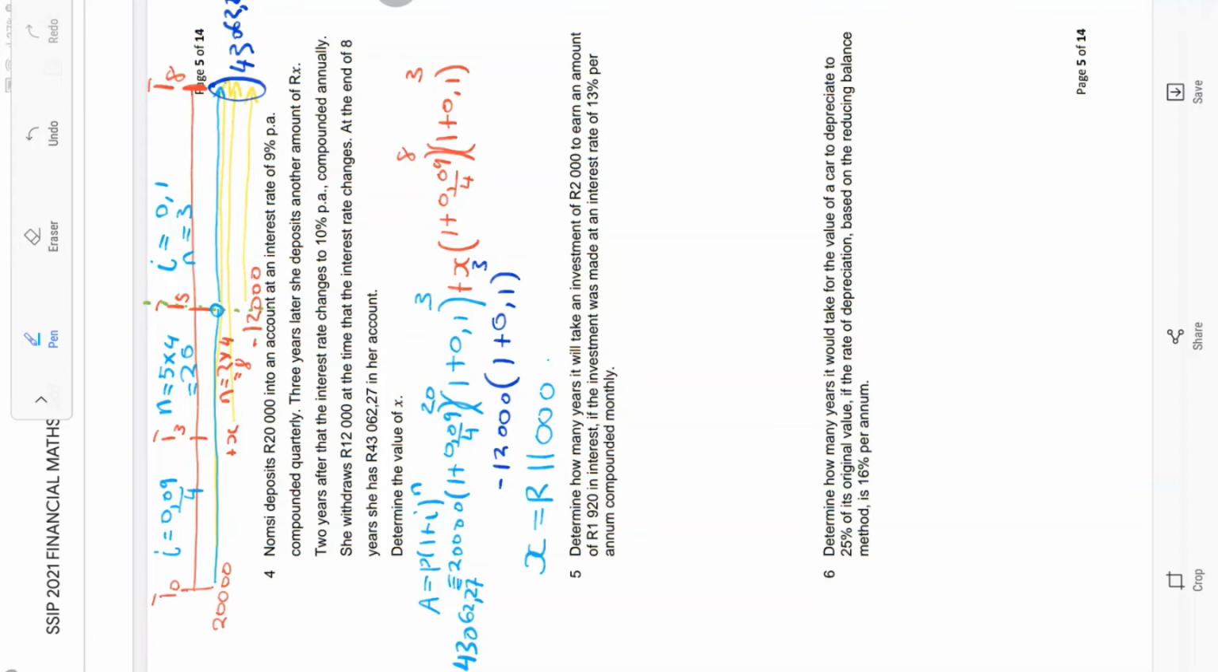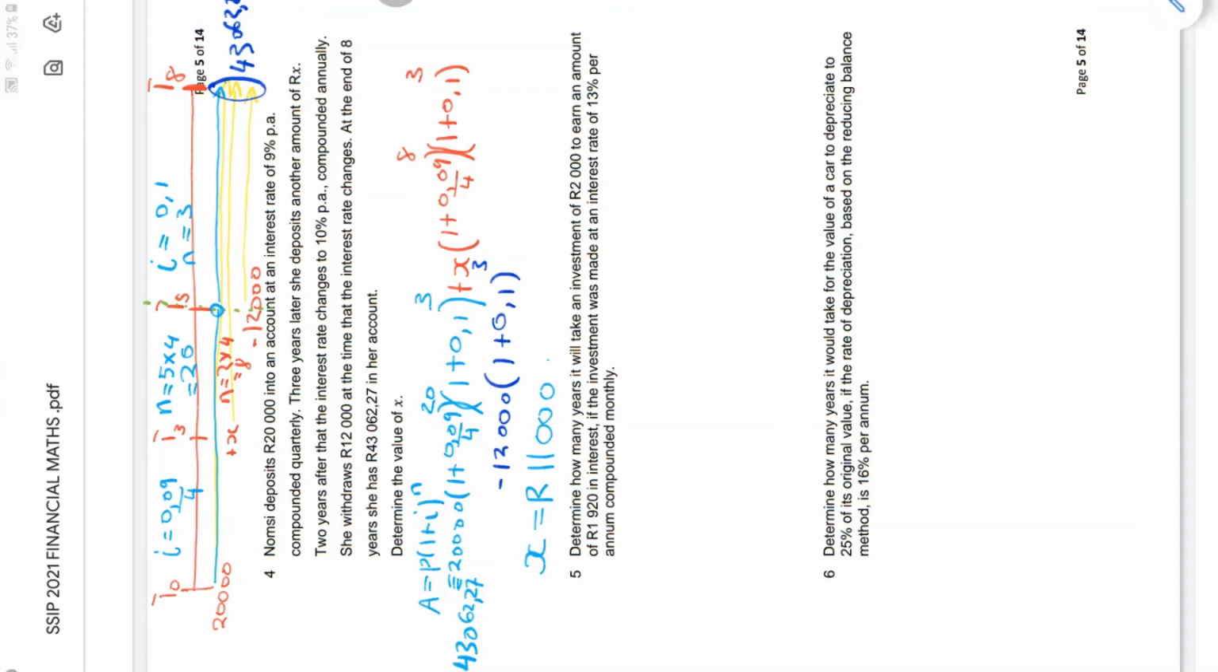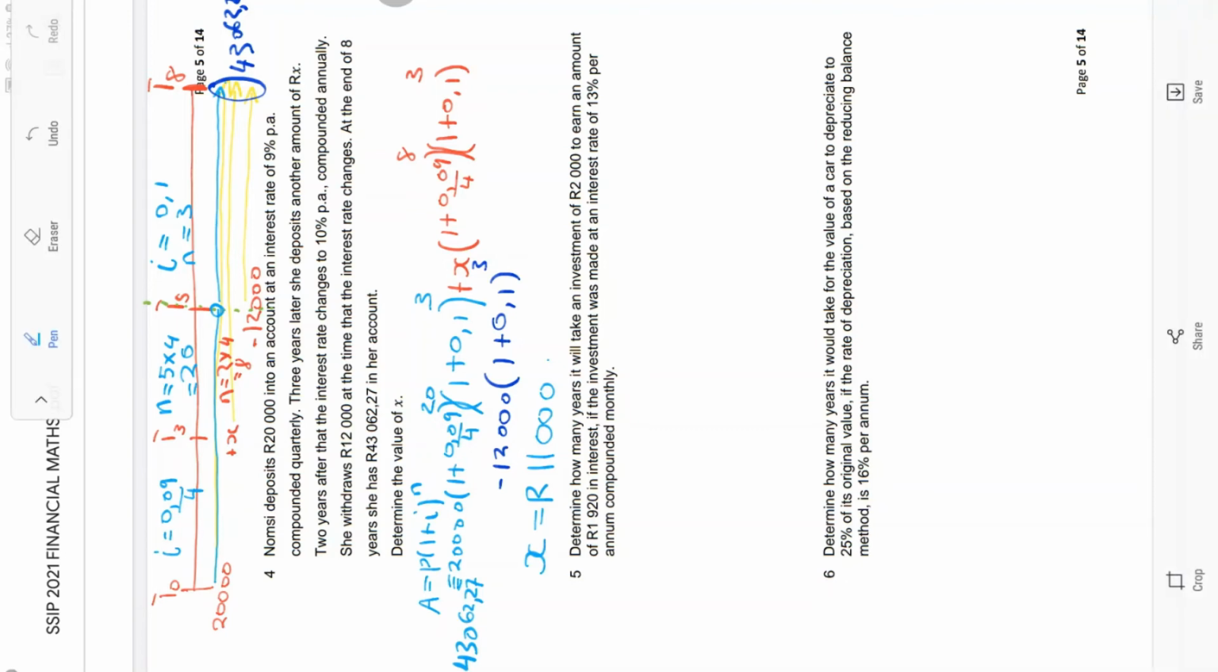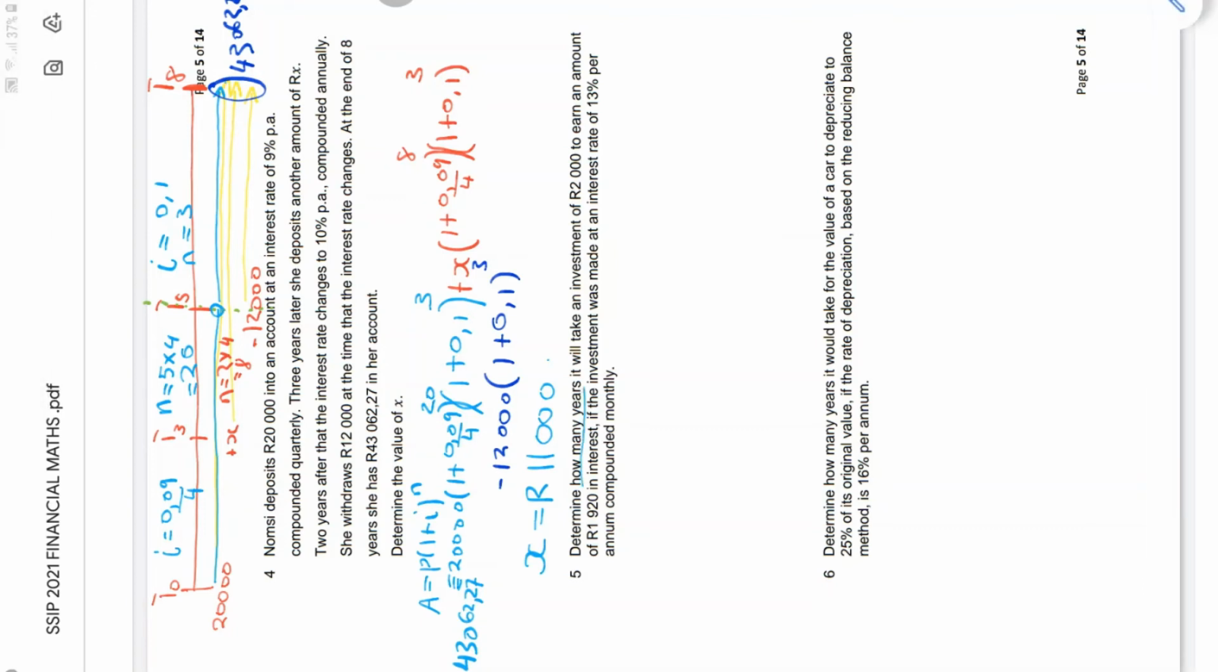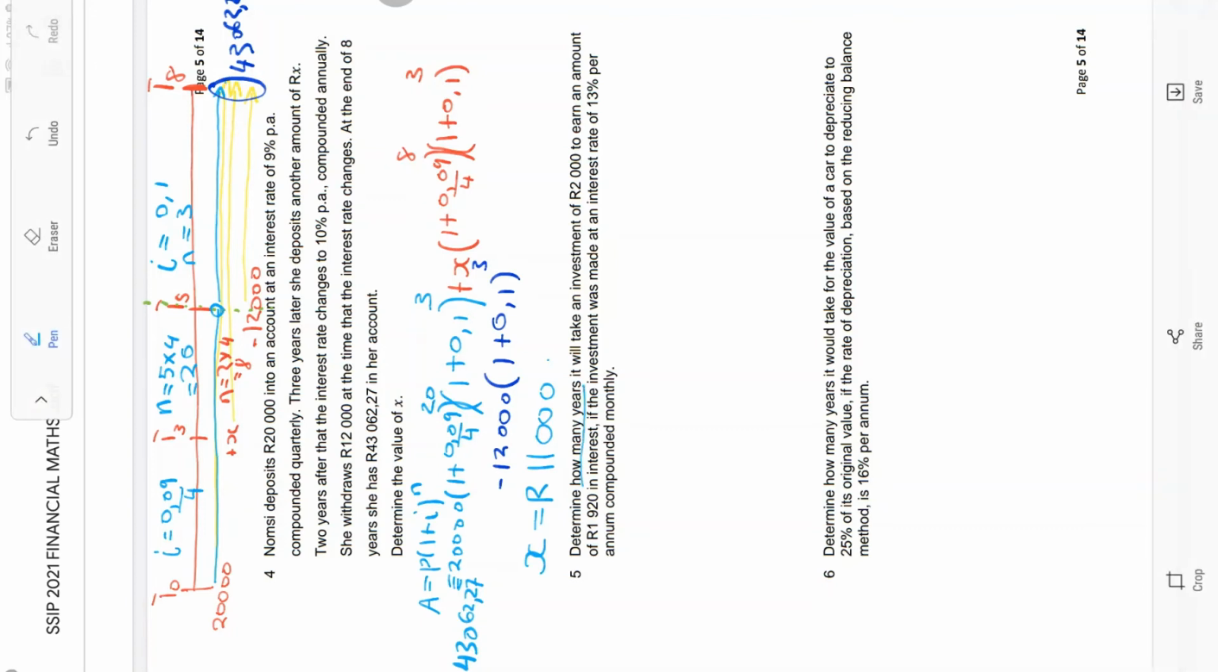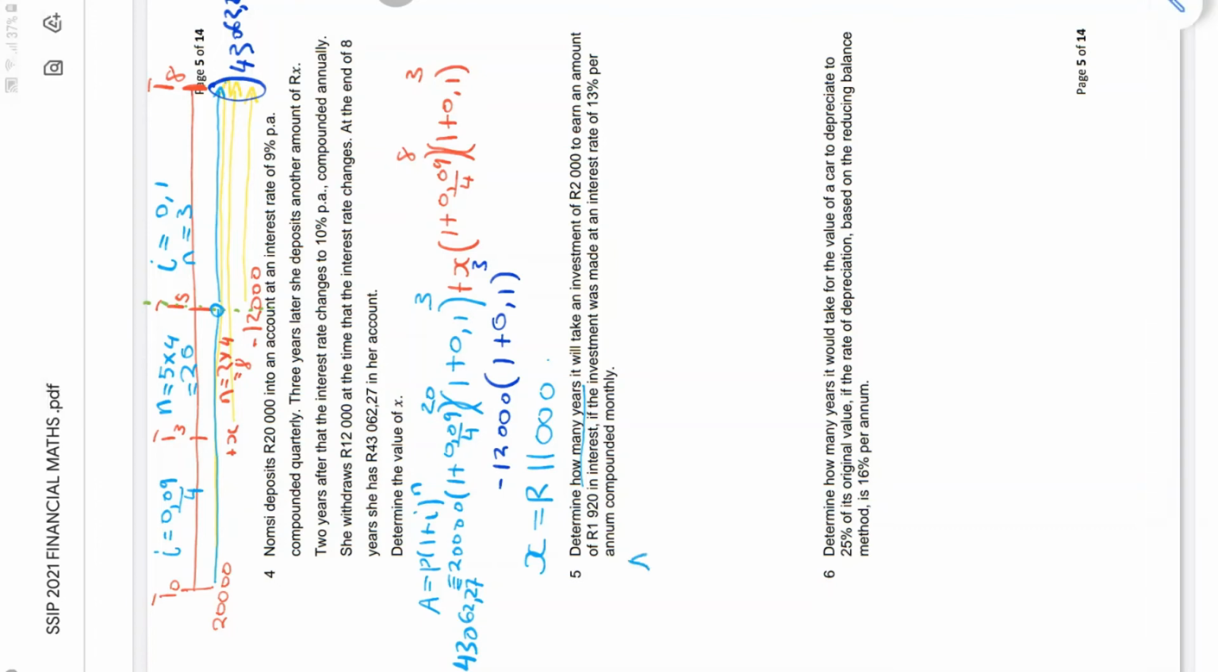Question number 5. Determine how many years it would take an investment of 2,000 to earn an amount of 1,920 in interest. We are looking for the years. How many years? Meaning the value of n. If the investment was made at an interest rate of 13% per annum, compounded monthly. So it's compound interest. Don't forget the formula. Even if you don't know what to substitute, at least write the formula.